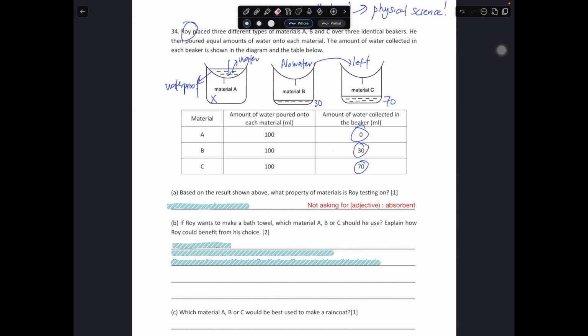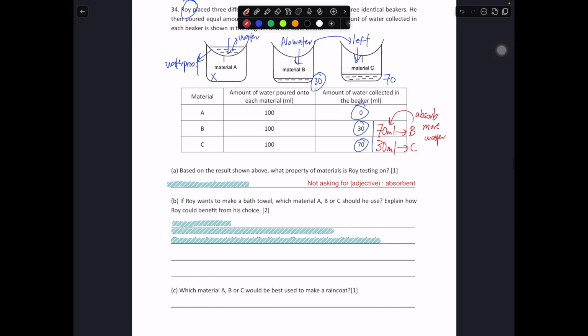So in a nutshell, before we think about this part, we know that B and C allow water to pass through. But how come B seems to have allowed less water to pass through? So where did that 70 ml go, since it's no longer in the image? It must have been retained in the material. So 70 ml is in material B itself, and 30 ml is in material C itself. So it means that B will absorb more water. C also absorbs, but C absorbs less water. Okay, based on the diagram.